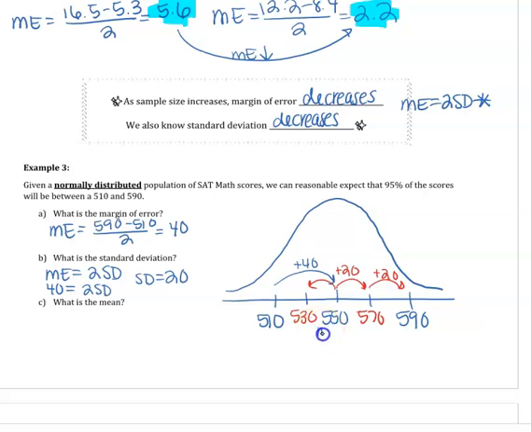Again, your mean is right in the middle there. What is my mean? 550.